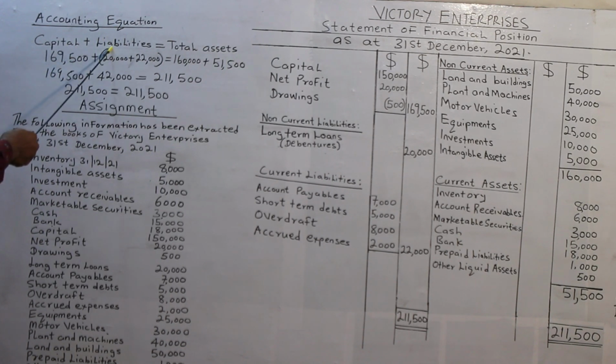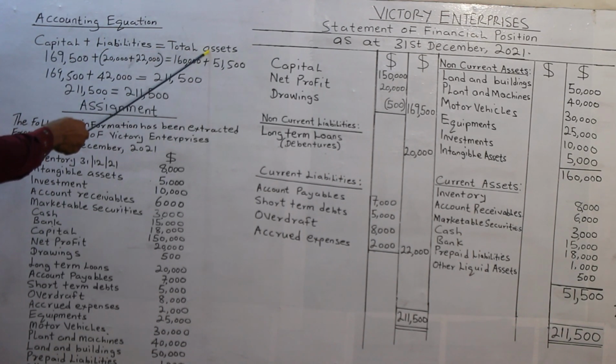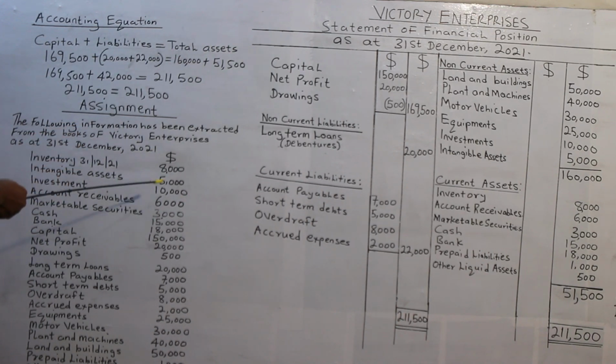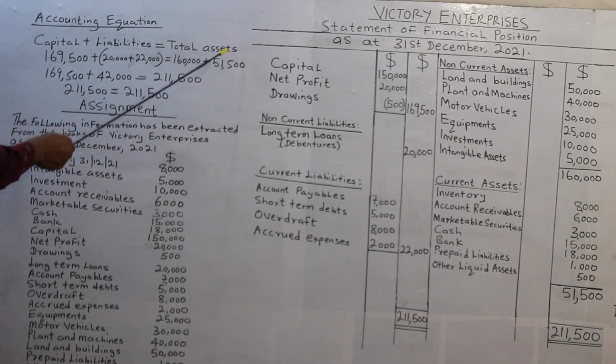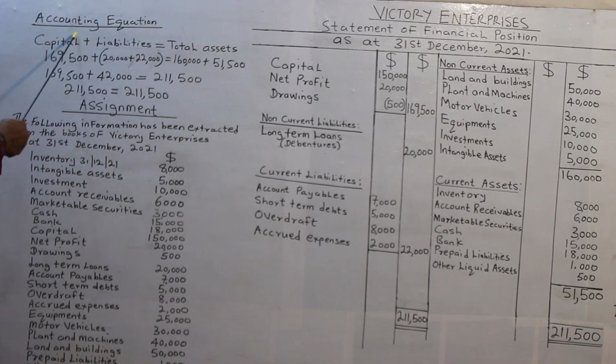Capital plus liability equals total assets. That is what we call the accounting equation. That is, it shows the equality of capital plus liability to the total assets. Of course, the total assets were financed through capital plus liabilities.